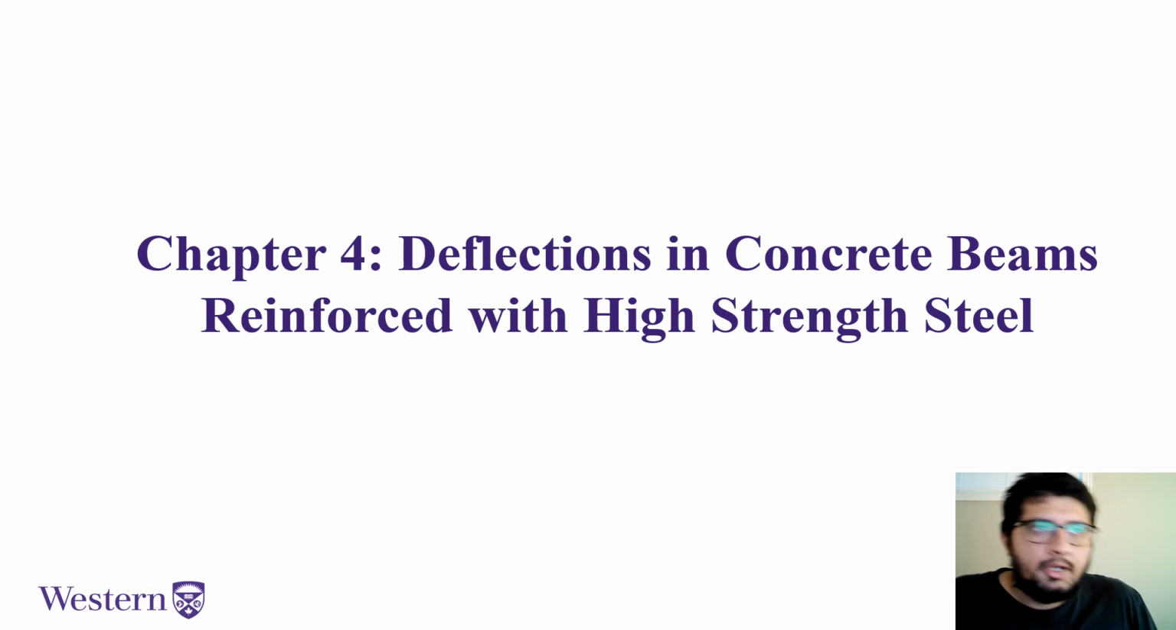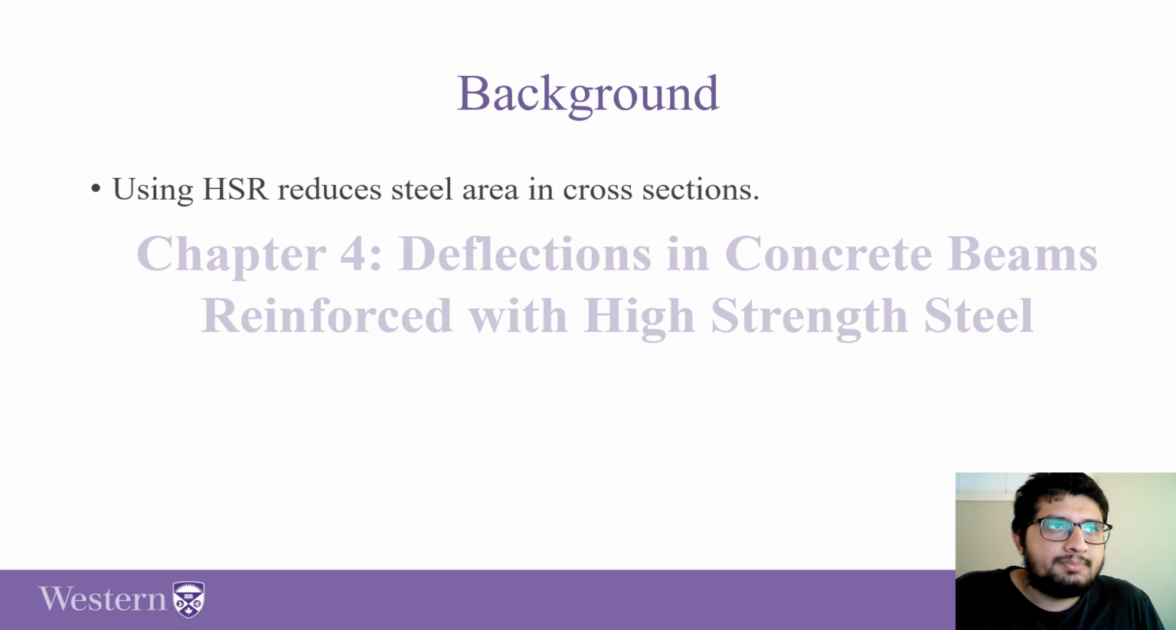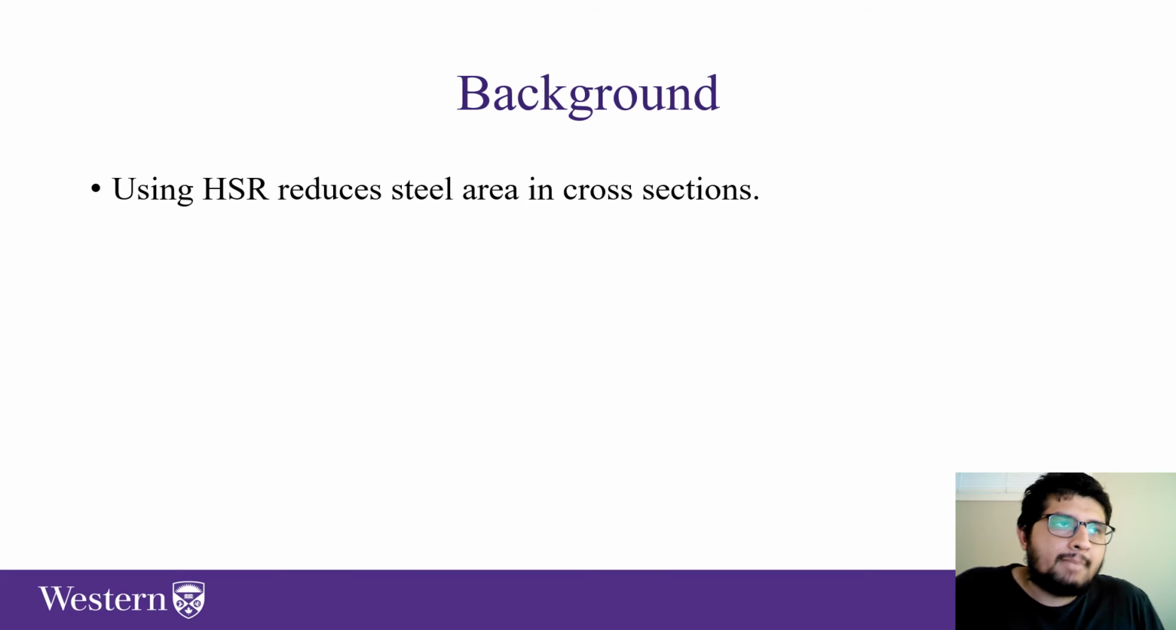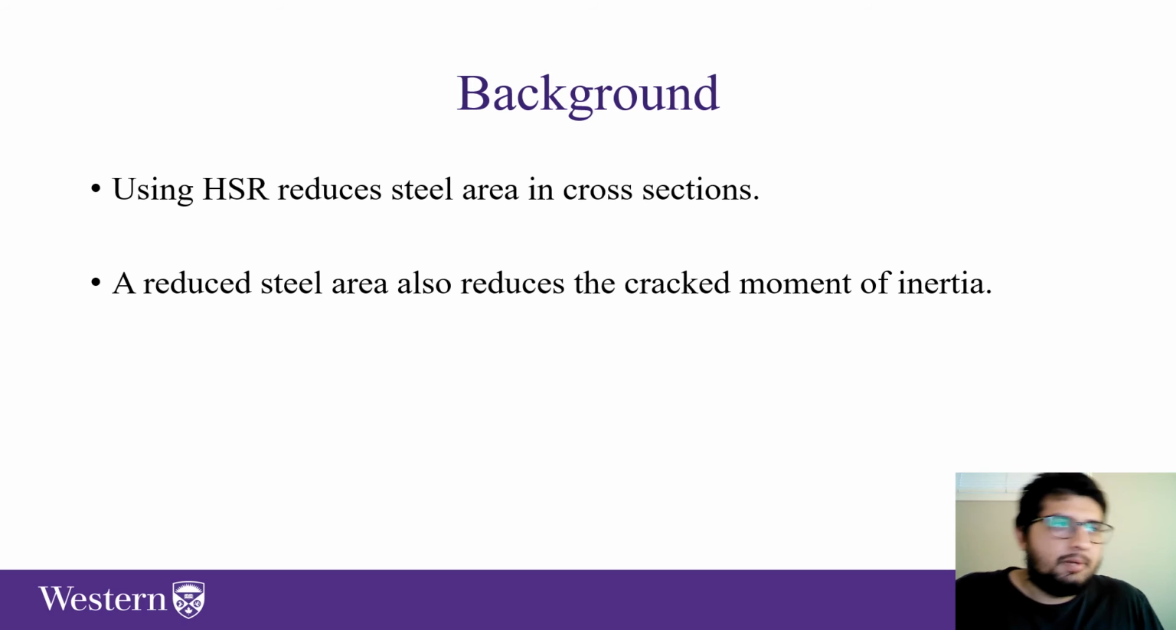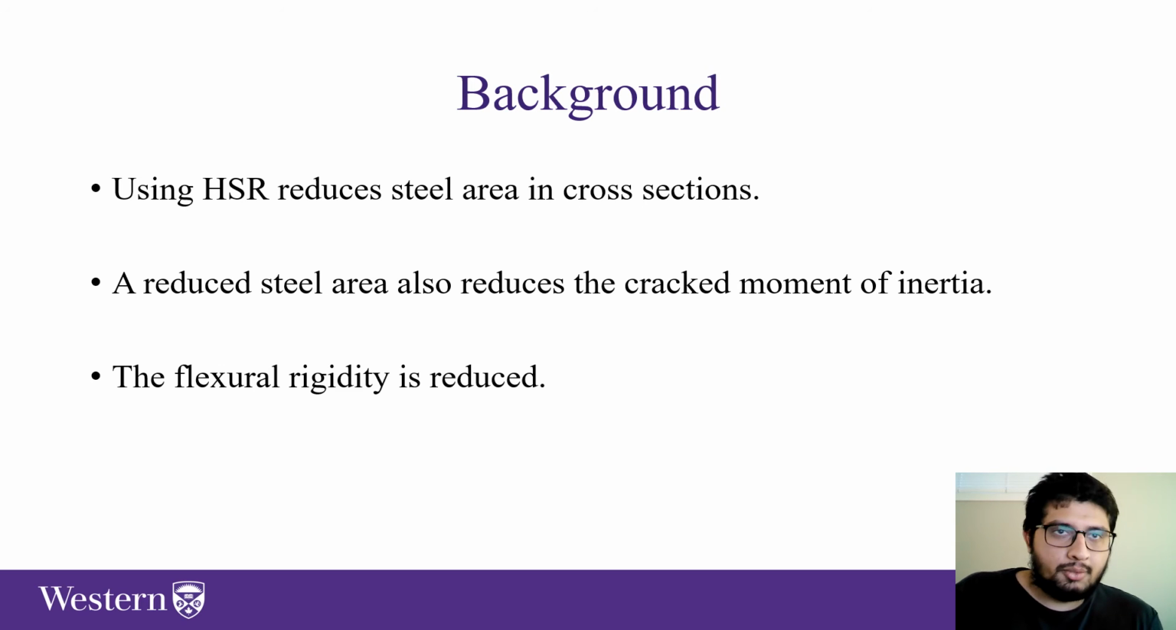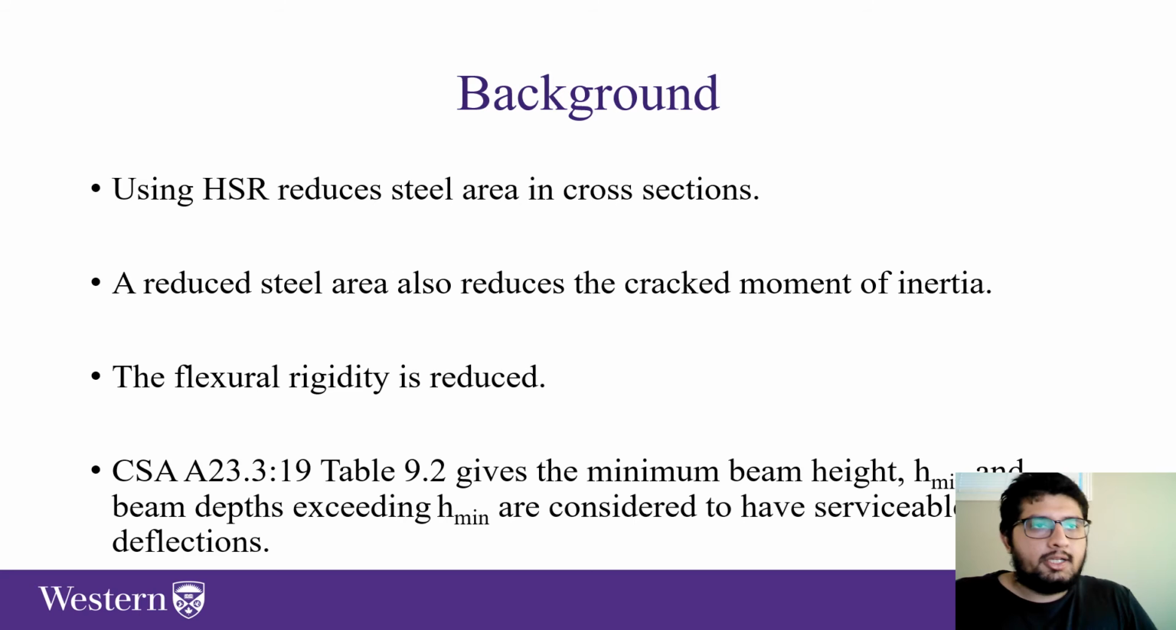Chapter 4 is deflection in concrete beams reinforced with high-strength steel. So basically, when we use high-strength reinforcement in beam cross-sections, we can reduce the steel area. But a reduced steel area also reduces the cracked moment of inertia, which can reduce the flexural rigidity of the beam, and it can lead to unserviceable deflections.